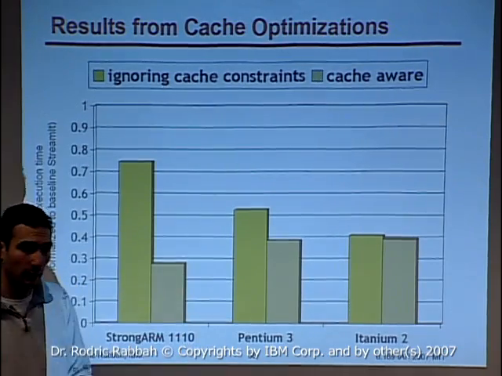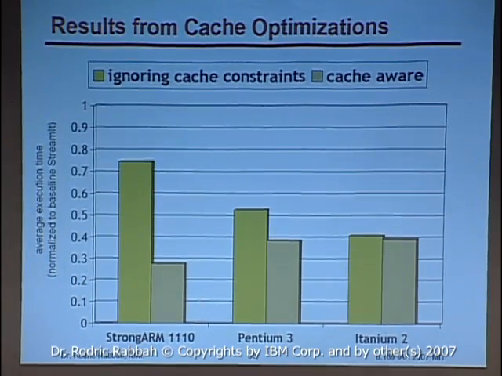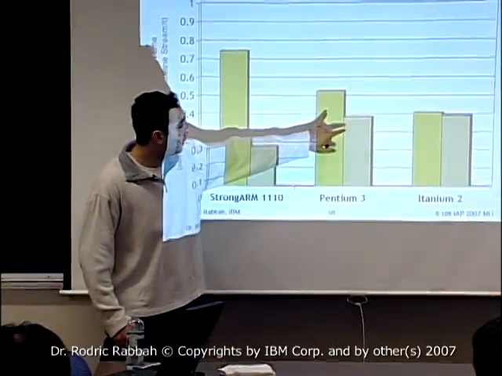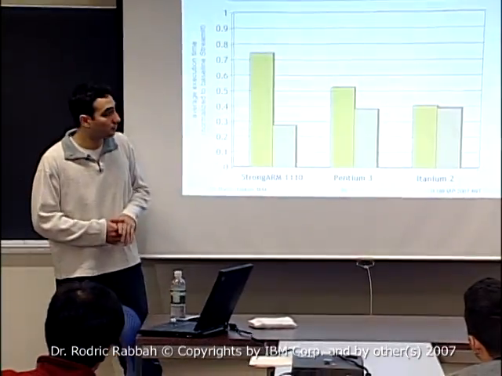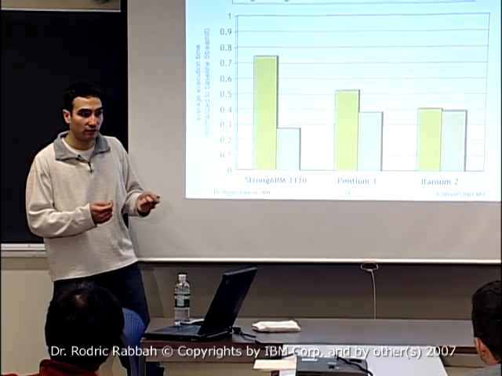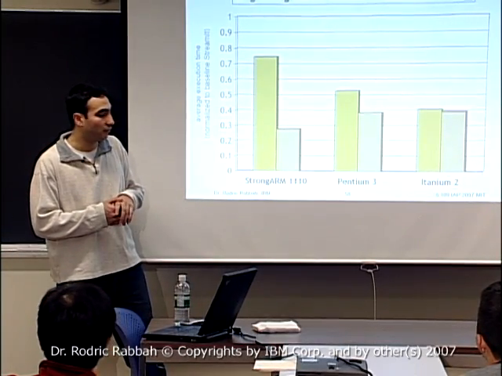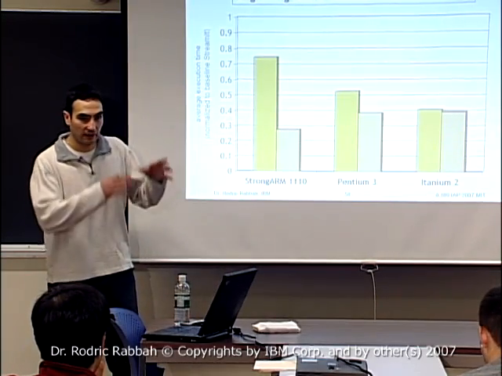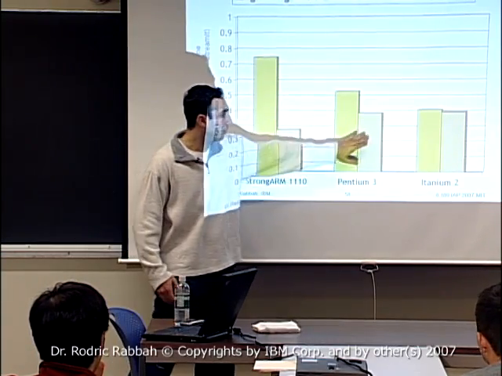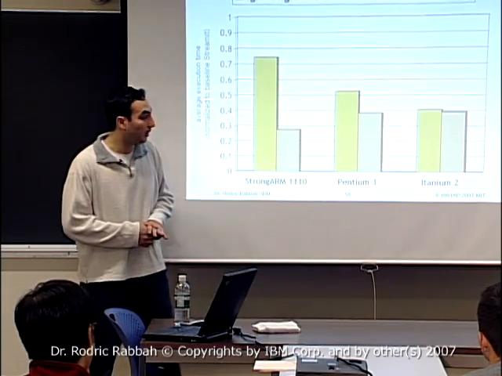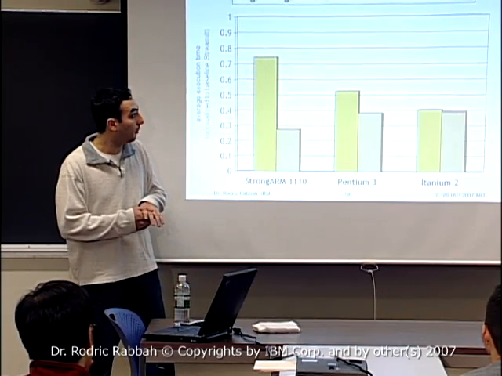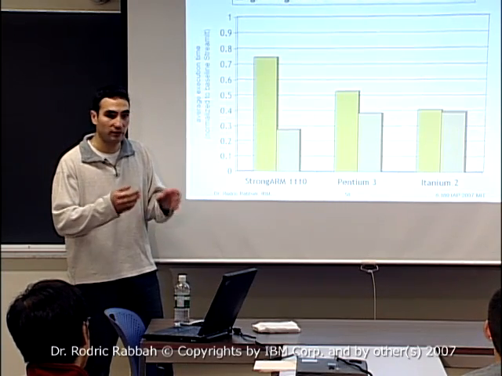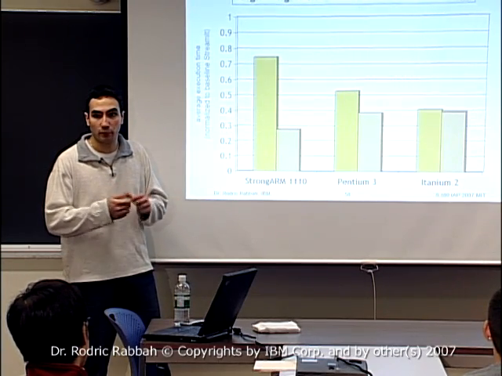On the Pentium 3, where you have a cache to help you out, the benefits are there, but you don't get as big a benefit from ignoring the cache constraints versus being aware of them. So here you're actually doing some of that middle column, whereas here we're doing the third column, the cache-aware fusion. And in Itanium, we really get no benefits between the two.